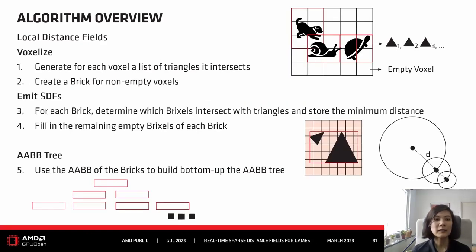Quick overview again. So we first voxelize the scene. So we get a list for each voxel with all the triangles it intersects. And we create a brick for every non-empty voxel. And then for the bricks, we fill them out with the distance field information. We also create the AABB for the brick, which is then used to build the AABB tree bottom up.